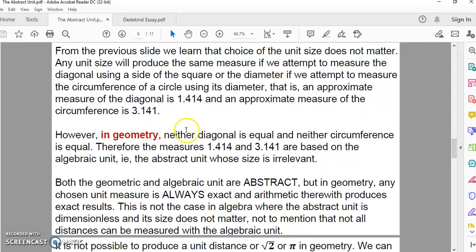So from the previous slide, we learned that the choice of the unit does not matter. Any size unit will produce the same measure.